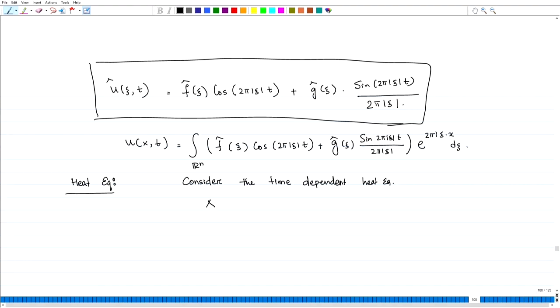This is equal to, delta of u is equal to del u by del t on R^n cross (0, infinity), and u of x comma 0 is equal to f of x. As before, we are assuming that f is going to be in the Schwartz class. So again we play the same game, taking Fourier transform.